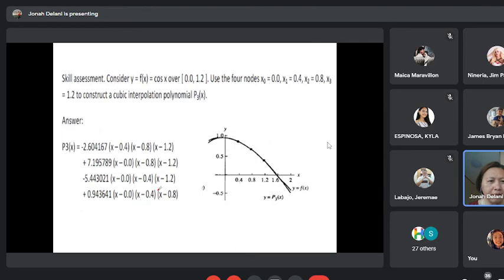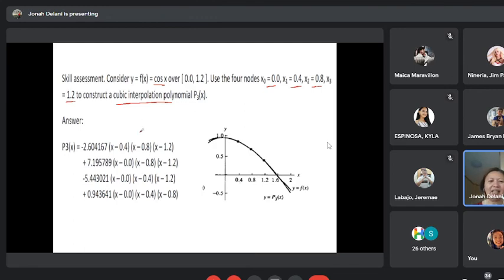May pangutana. So let us look at the same problem. However, more points are given. So consider again the curve f of x is equal to cosine x from 0 to 1.2 using the 4 nodes. X equals 0, x equals 0.4, x equals 0.8, and x equals 1.2. There are 4 points, so we could make a cubic polynomial out of these 4 nodes.